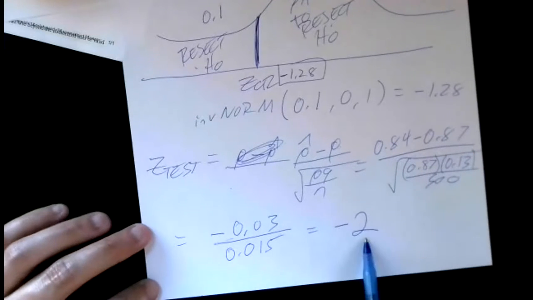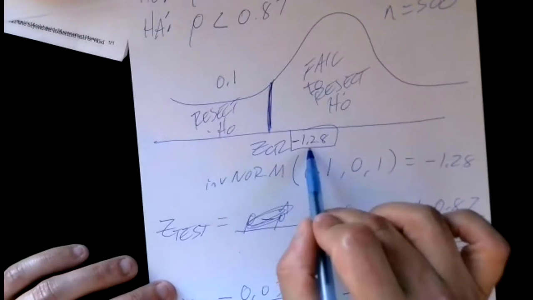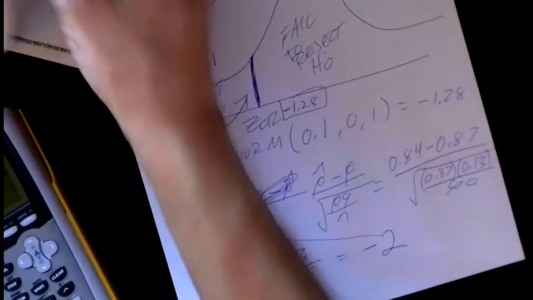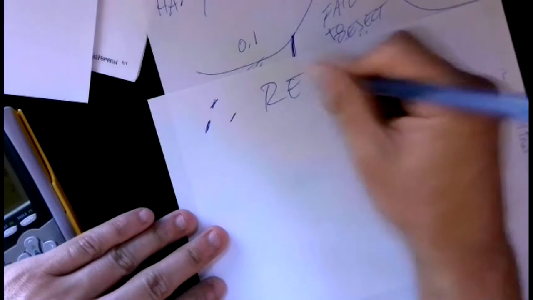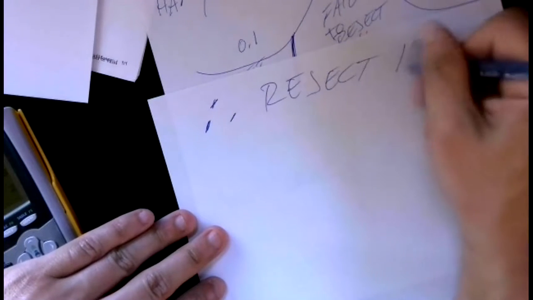Now, negative 2 is to the left of the critical value, negative 1.28, which means it's in the rejection region. Therefore, we reject the null hypothesis.